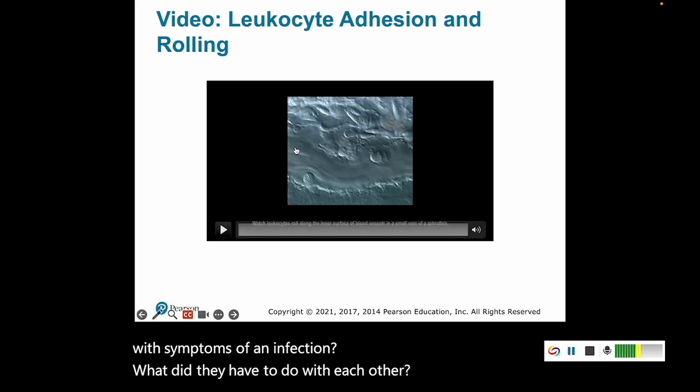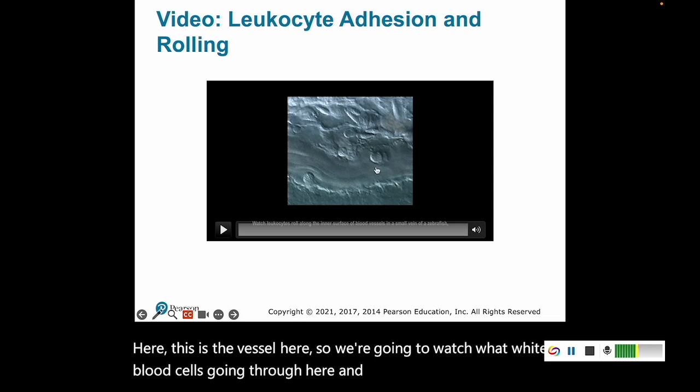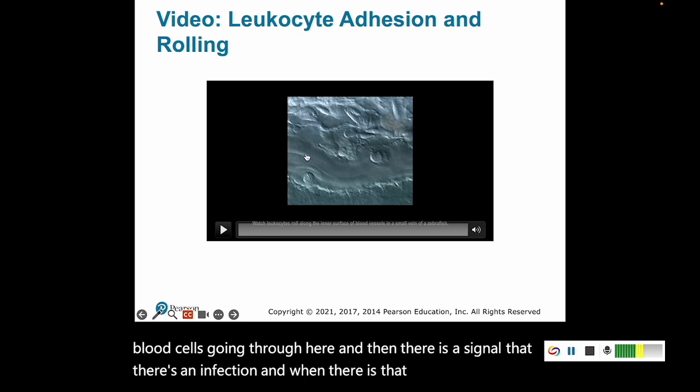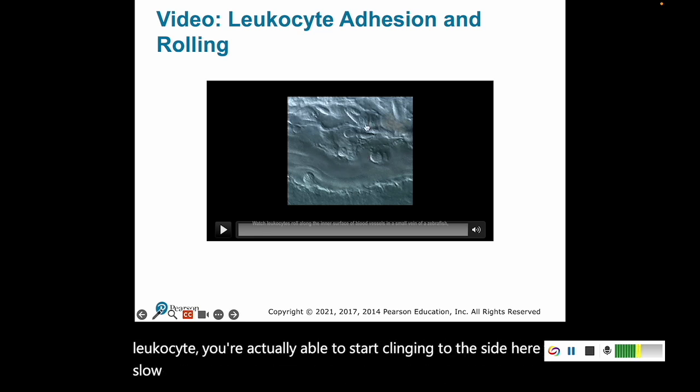Here, this is the vessel here. So we're going to watch white blood cells going through here. And then there is a signal that there's an infection. And when there is that infection, your leukocytes are actually able to start clinging to the side here to slow down and enter the infected area instead of just whizzing right through.